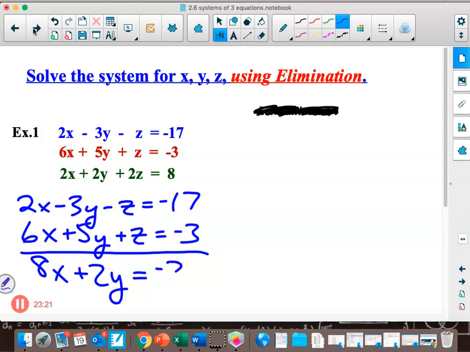Negative 20. Good. All right. Well done, Ronan. So now we have added 2 equations and we've eliminated the z's. We did the top and middle. Now we have to pick 2 different equations and eliminate the z's again.